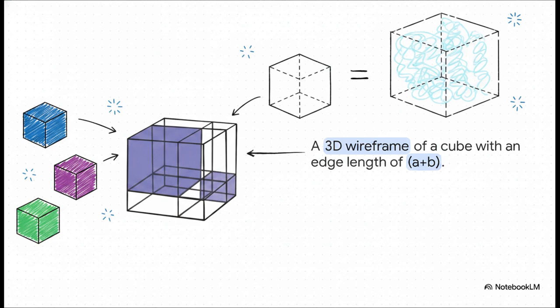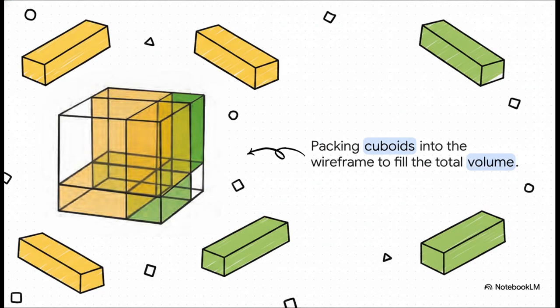Tucked right inside, sitting in the corner, is our foundational building block, a solid blue cube with a volume of a cubed. But as you can see, the wireframe isn't full yet. Watch how we pack in additional shapes to fill out that total volume. We're slotting in these yellow and green rectangular blocks, or cuboids. Specifically, 3 yellow cuboids, each with a volume of a squared b, and 3 green cuboids, each with a volume of ab squared. We are physically packing a mathematical equation into a 3D space. It's like a giant puzzle.